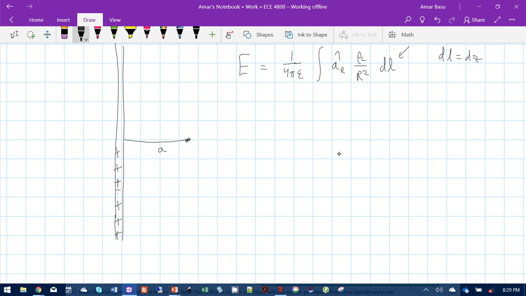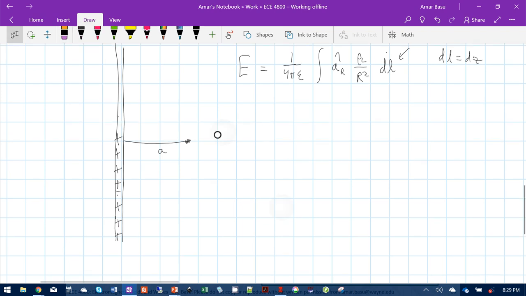It's just a line of charge. So the key thing is that it's given to us in units of coulombs per meter.